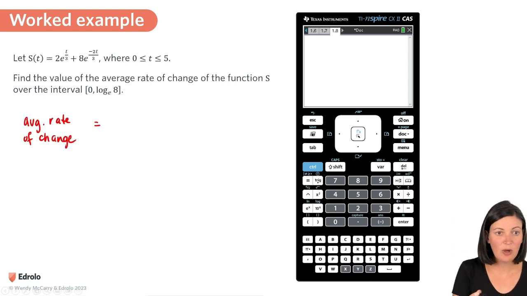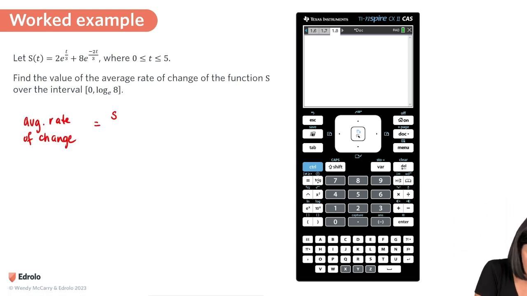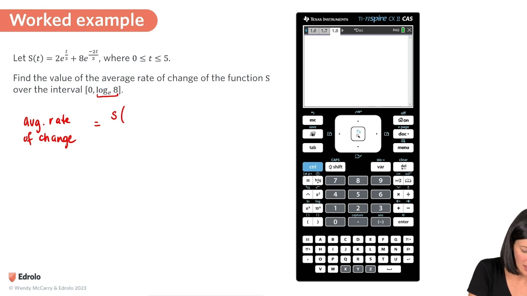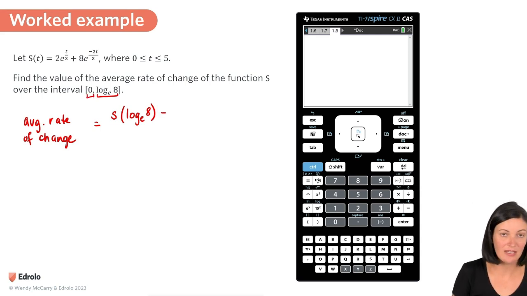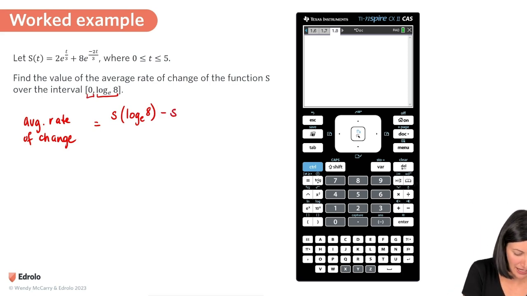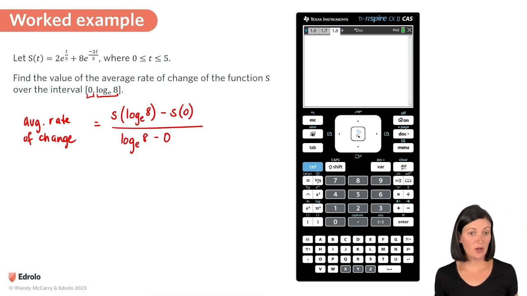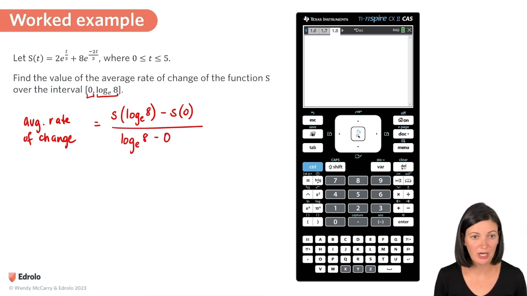So in this case, we want to do s at b, which here is log 8 base e, so s at log 8 base e, minus, and this would be our a, so minus s at a, so s at 0, over b minus a. And to calculate that, we can just put that straight into our calculator to get a value.